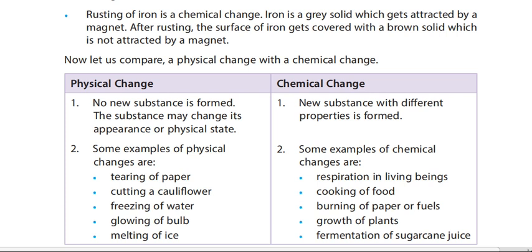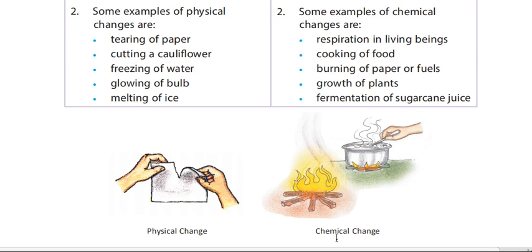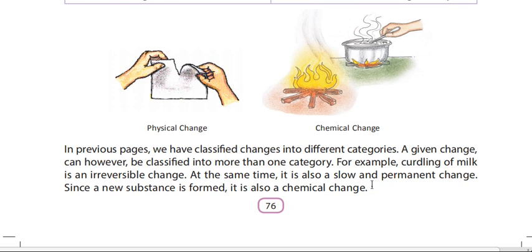See the difference between physical and chemical changes. In physical change, no new substance is formed. In chemical change, a new substance is formed with different properties. Examples of physical changes: tearing of paper, cutting of cauliflower, freezing of water. Examples of chemical changes: respiration, cooking of food, burning of paper, etc. See here also shown: physical change, cutting or tearing of paper; chemical change, burning of wood; chemical change, cooking of food, and so on.